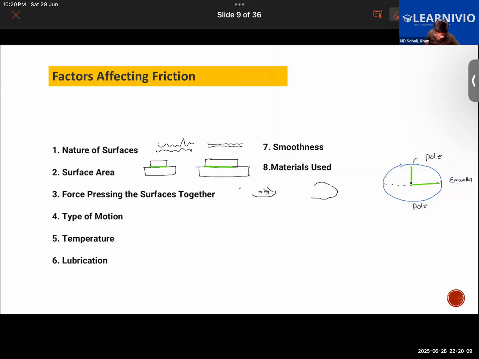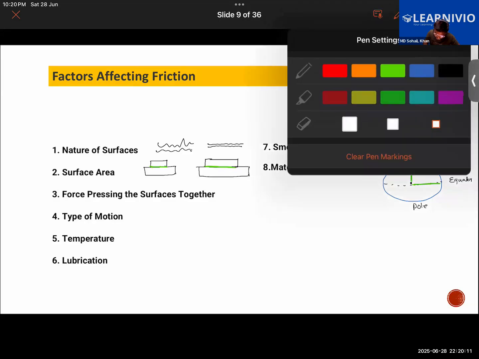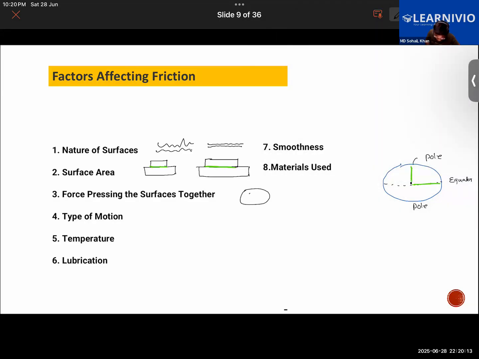Since weight is the force by which an object is pulled towards the earth, let's say this one has a weight of 5 Newton and this one has a weight of, let us say, 500 Newton. Weight is the force by which we are attracted towards the earth. Here, this object is placed on the ground, and this is also placed on the ground.